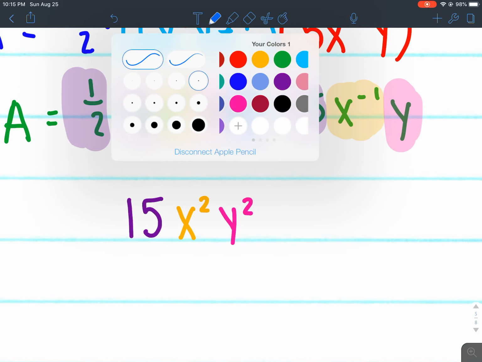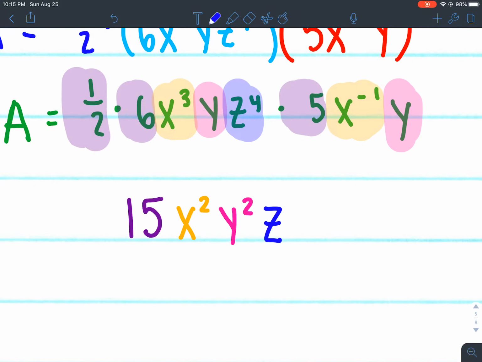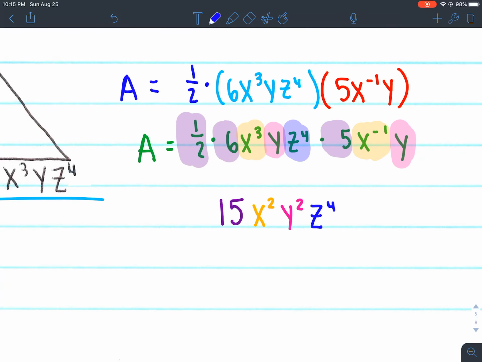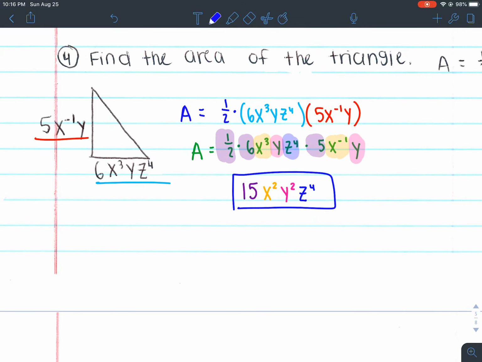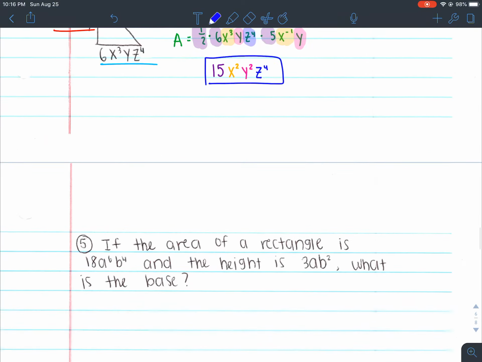Okay, so I have z to the 4th. And there's no like base for that, so that's just going to stay the way it is. So hopefully you see all of that right there, and that is actually your area. We don't know what x, y, or z are. We don't know what the values of the variables are, so we just leave it that way.